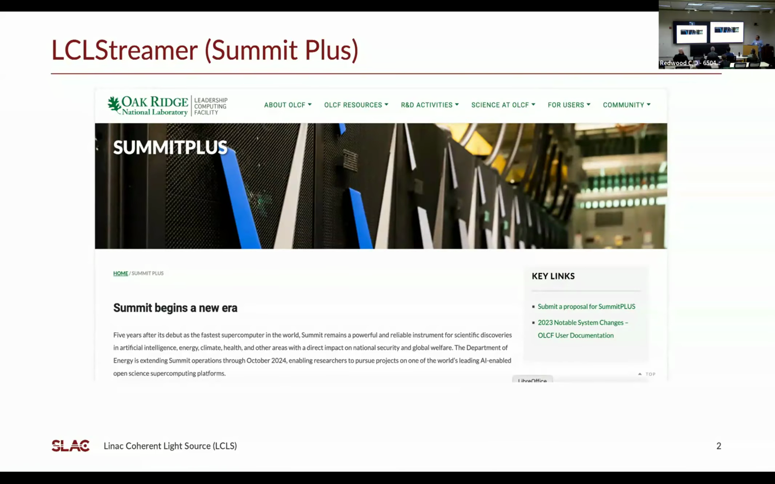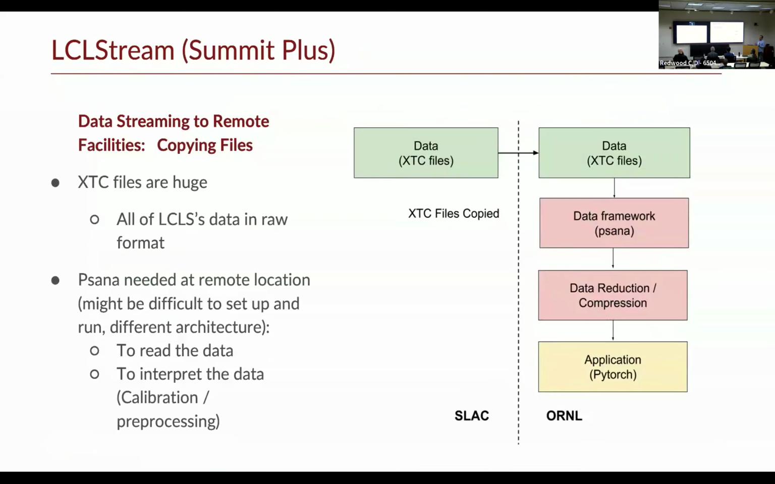Now, when we process our data away from LCLS, what we usually did in the past was copy the XTC files. XTC is the format that we use internally. It's optimized for speed of writing, and we would just copy the files remotely. But XTC files need our own framework to be interpreted, to be read, and to apply all the corrections that need to be applied to the data. So we would install our PSANA framework that you heard about remotely, and then remotely we would do data reduction, compression, and pass the data to the application.